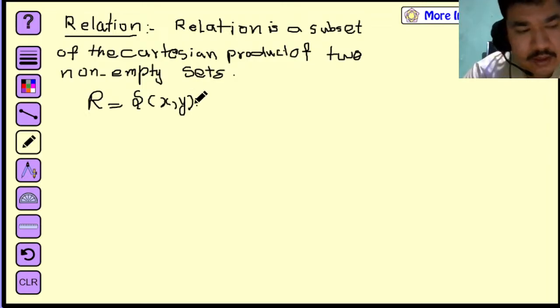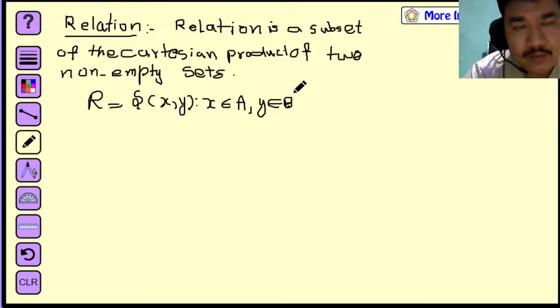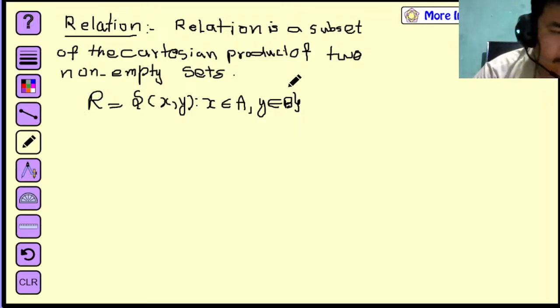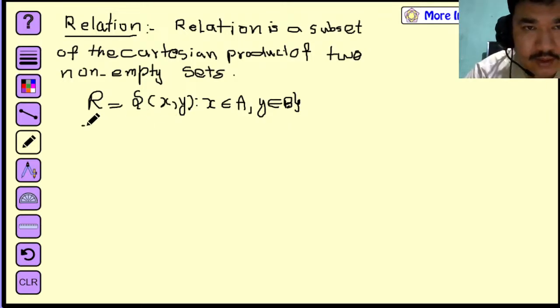Okay, and in this ordered pair x comma y, x belongs to the first component, which is always in set A, and y belongs to set B. Like this, and it is written as, look here, right there.